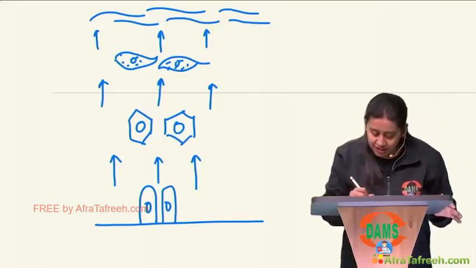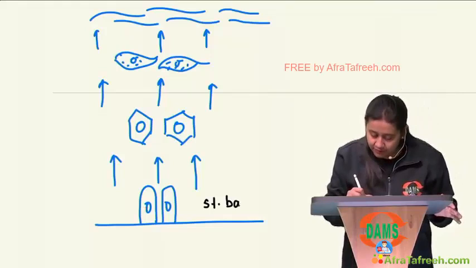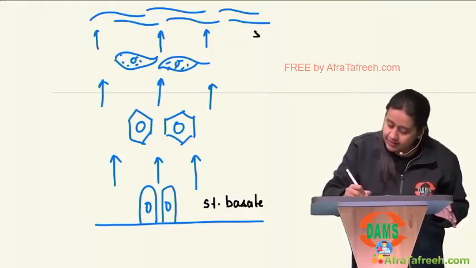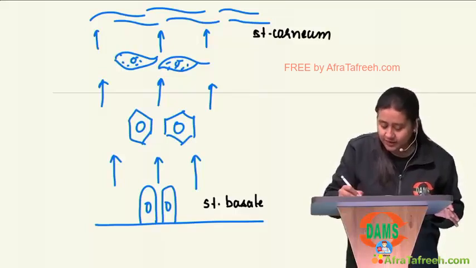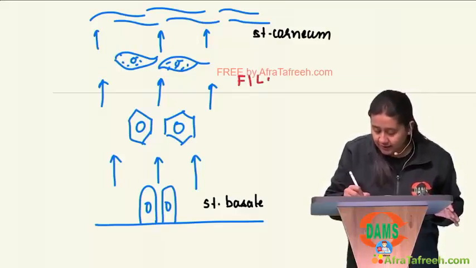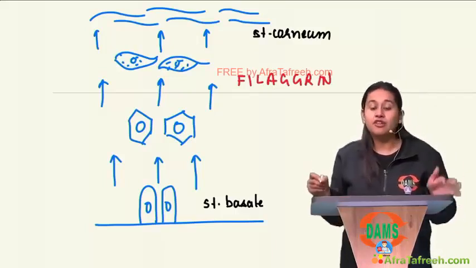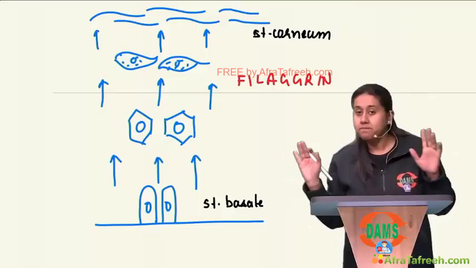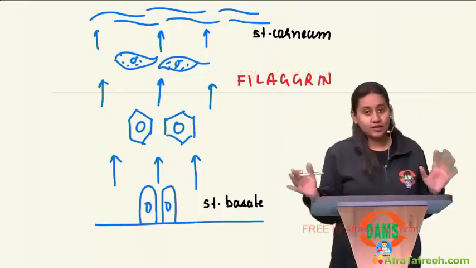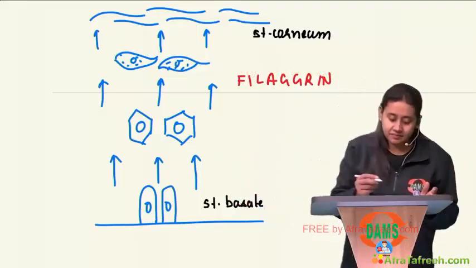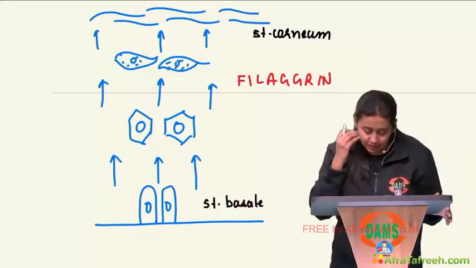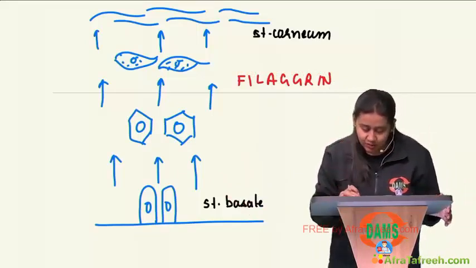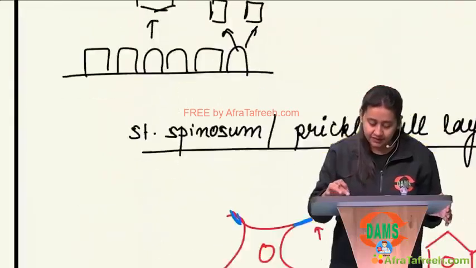The change in shape of the cell from stratum basale to stratum corneum is under the influence of the protein filaggrin, which we have already discussed. It is nothing but filament aggregating protein. I hope it is very clear and simple to understand. Clear? So let us go back to the same part where we left off.